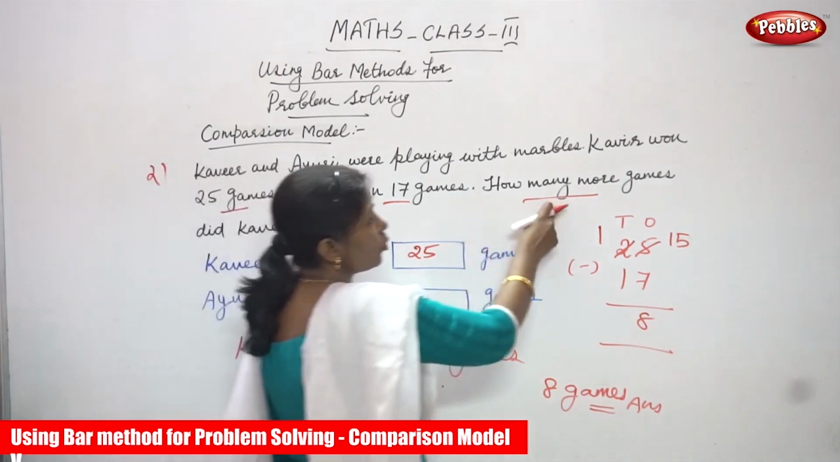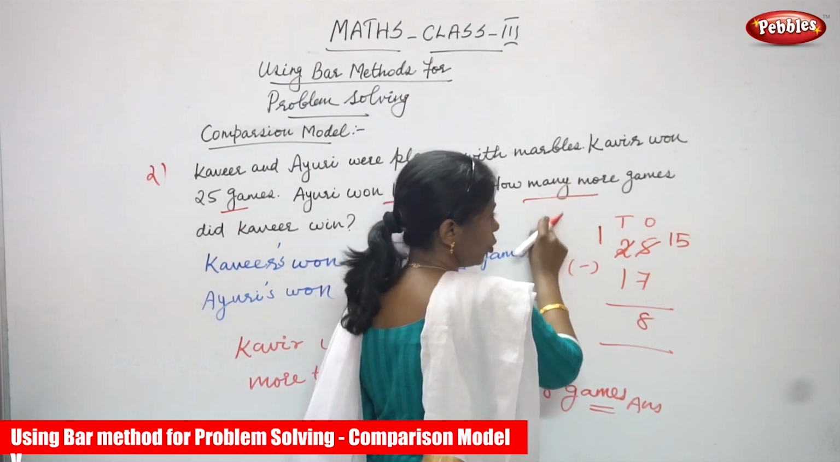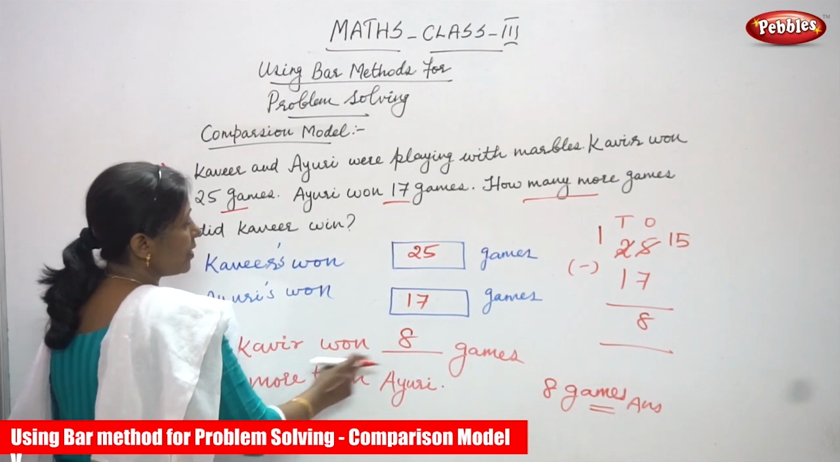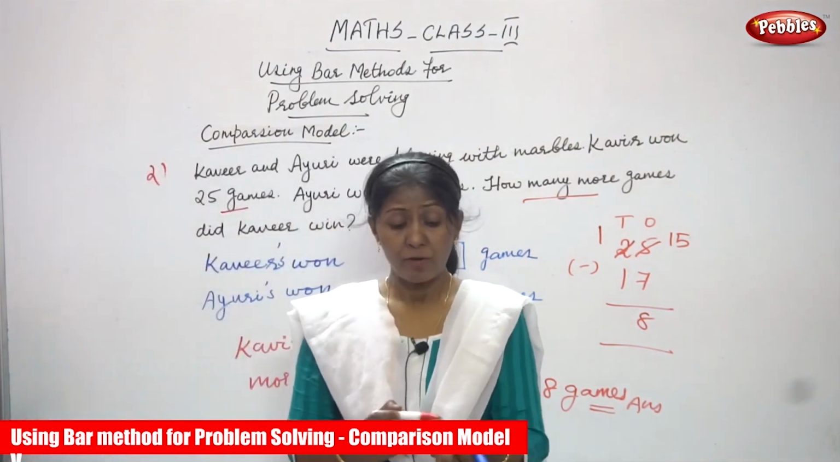So how many more games means it is a subtraction. It is a clue word. How many more means it is a subtraction. I just subtract, so the answer is 8. So Kavir won 8 games more than Ayuri. So 8 games is the right answer for this question.